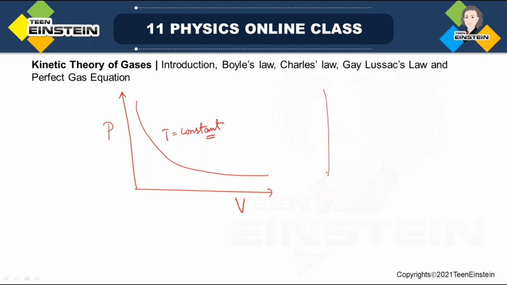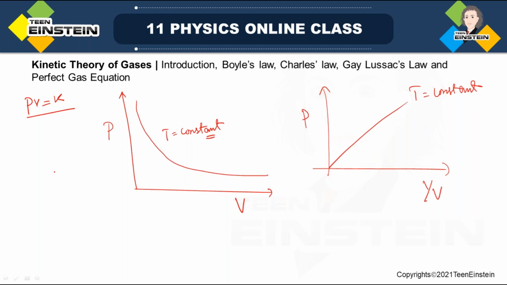But if we plot 1 by V with P, then it will give you a straight line passing through the origin. It is like this, where this also T is equal to constant. Please note that this will be a straight line passing through the origin. This is the PV diagram for Boyle's law, when PV is equal to constant. At temperature T constant, PV is equal to K, or P is equal to K by V. This is denoted by this graph.